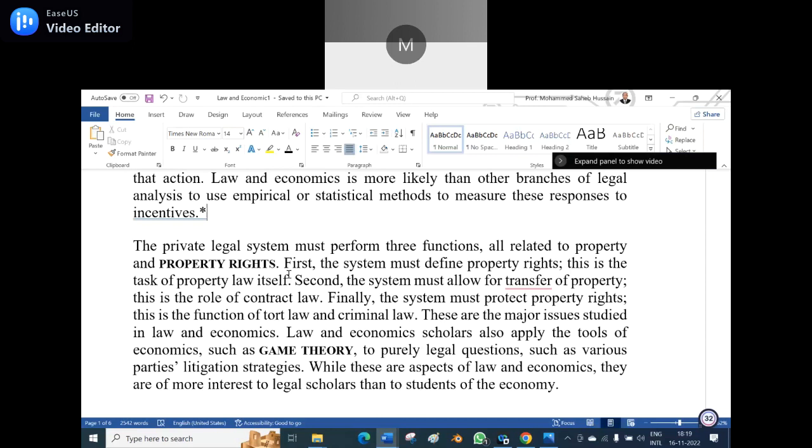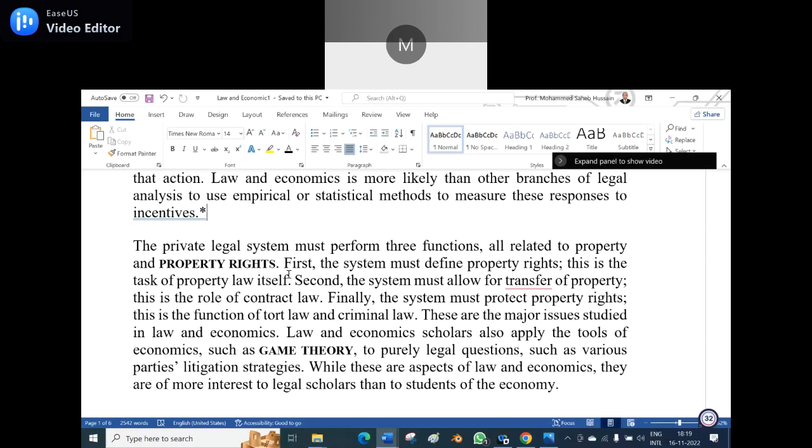So here, the second function, the system allows for the transfer of property. That is the role of contract law. See, in any way you transfer the property, contract law definitely appears. For the sale, contract law is there. For lease, contract law is there. For the mortgage, contract law is there. For the gift, contract law is there. For the wills, of course, a different law comes in. I think that easement will cover the wills, if I am not mistaken. So contract law will come over there.